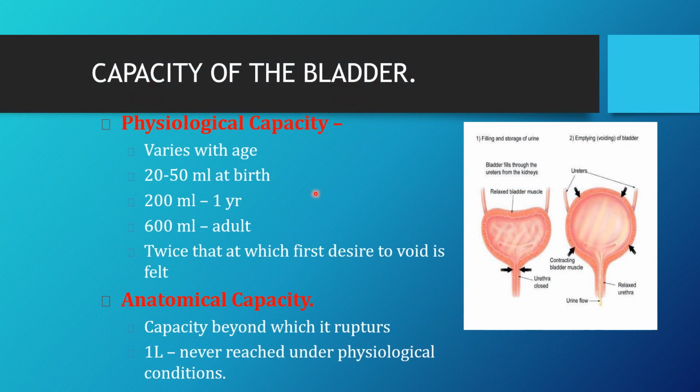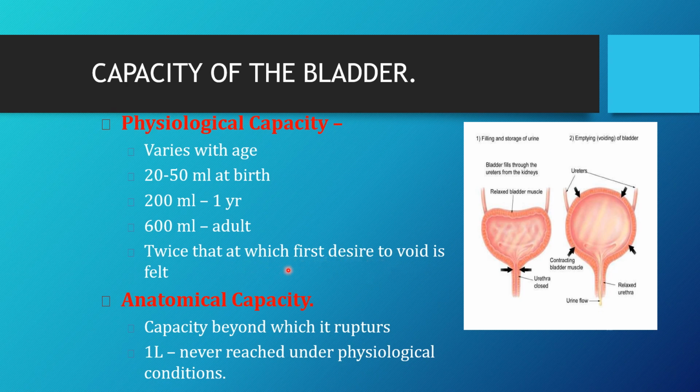And how much is the capacity of the bladder? There are two types of capacity: one is physiological and the other is anatomical. In physiological, it varies with age. At birth it is 20 to 50 ml, at 1 year 200 ml, and adult capacity is 600 ml. This adult value of 600 ml is twice that at which the first desire to void is felt.